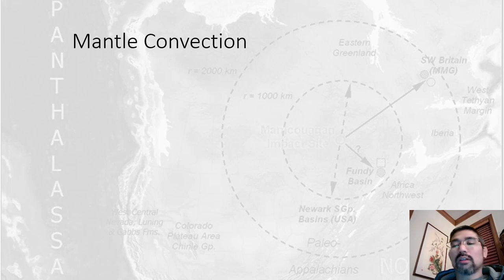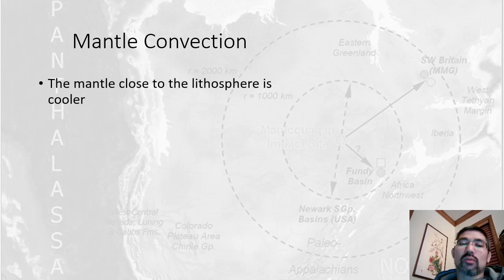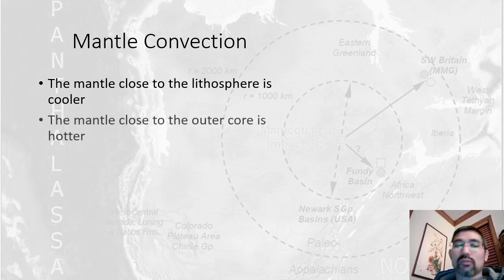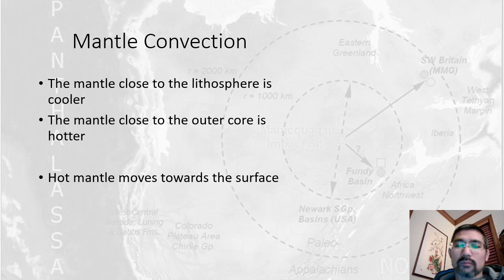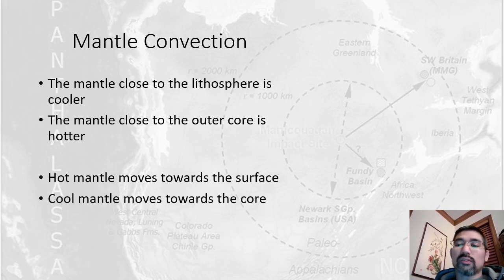Now, mantle convection happens because the mantle, which is the layer that's situated between the crust and the core, has different temperatures. So the part of the mantle that's closest to the lithosphere or closest to the Earth's crust, that's going to be cooler. The part of the mantle that's near the outer core is going to be hotter. And then so we have this type of circulation that happens. So the hot mantle is going to move upwards towards the surface, and the cooler mantle towards the surface is going to move down towards the core. And so that movement is what creates mantle convection.